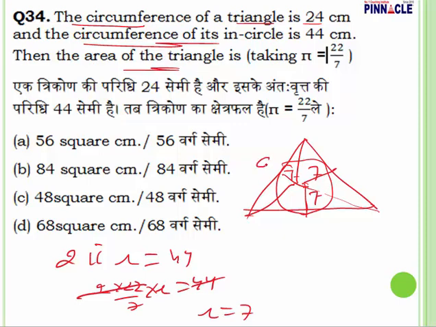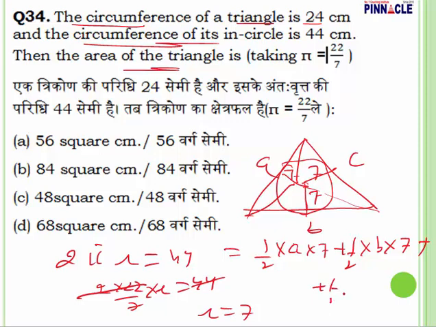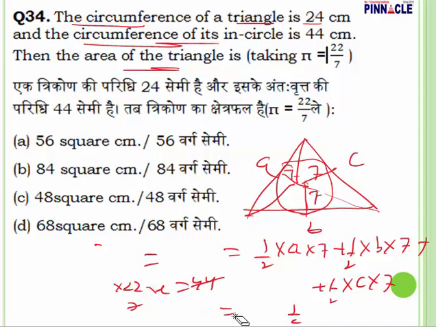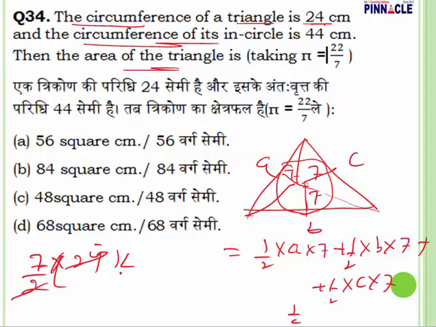So A, B, and C. What we have to use again: 1 by 2 base, that is A, into height 7, plus 1 by 2 base into height, plus 1 by 2 base into height. In other words, you can take 7 by 2 as common. Here 7 by 2 and A plus B plus C. A plus B plus C is equal to 24. You can write here into 24. So 12 into 7, 84 should be the answer. The answer is B. Two questions of this variety in this particular set have come.